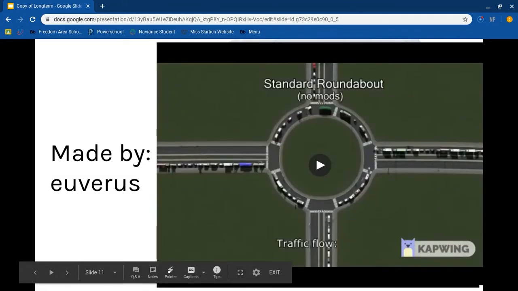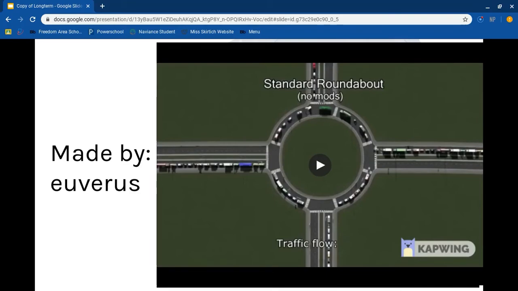So I did a little more research, a little more digging, and I found this guy on YouTube that made a simulation of cars going around a roundabout. His name is euverus. So I'm going to show you that, and I'm going to kind of talk about that.